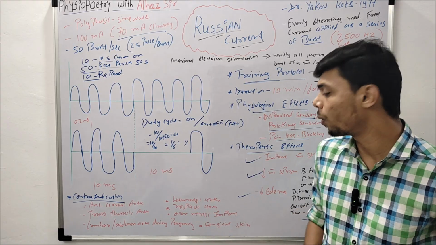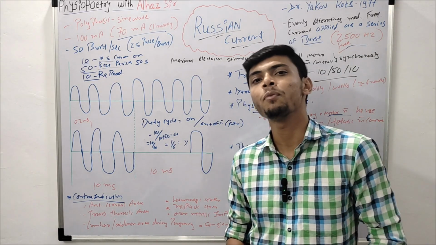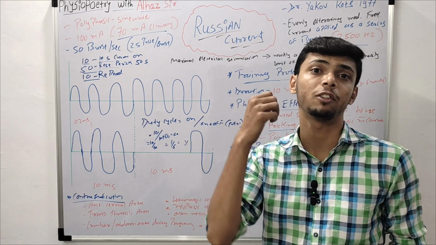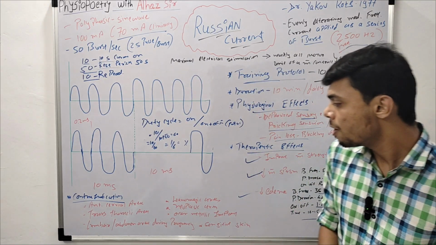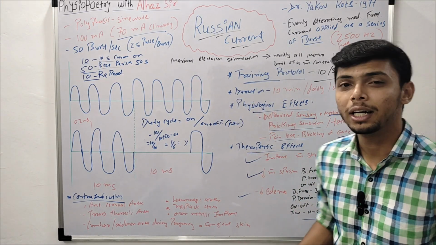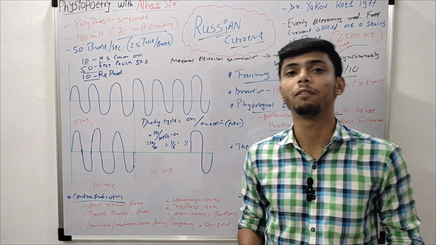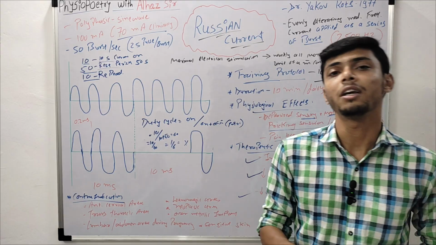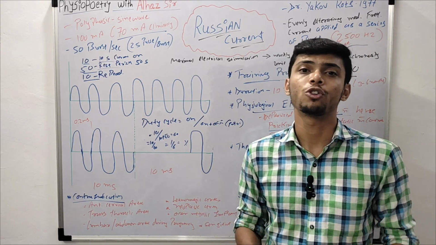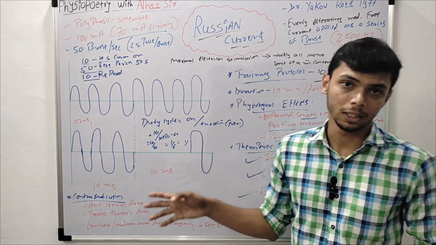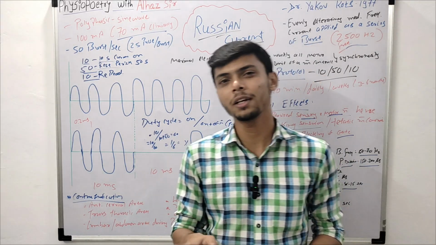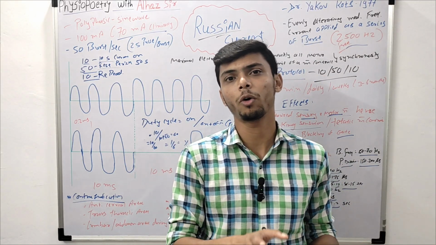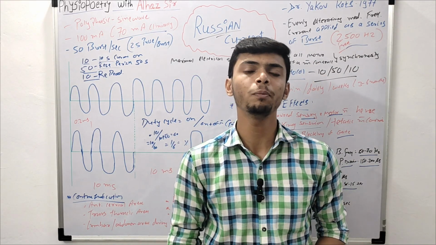We should not apply over a metallic implant. Definitely, it is given in your books that we should not apply it over any metallic implant. It can cause burns. We should not apply it if the skin is very sensitive, or if the patient is having any allergy or any problem. Those are the reasons. So these are the basic contraindications, and Russian current is very important from your academic point of view.